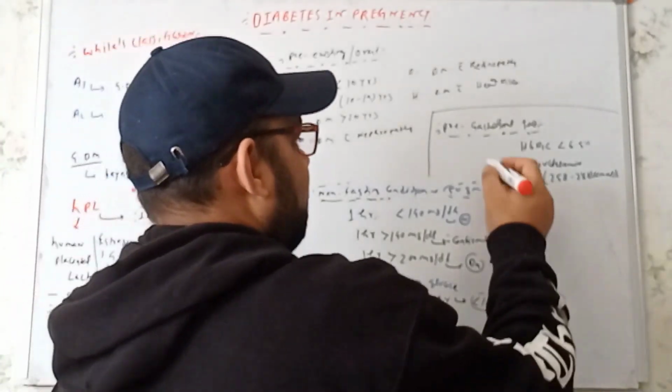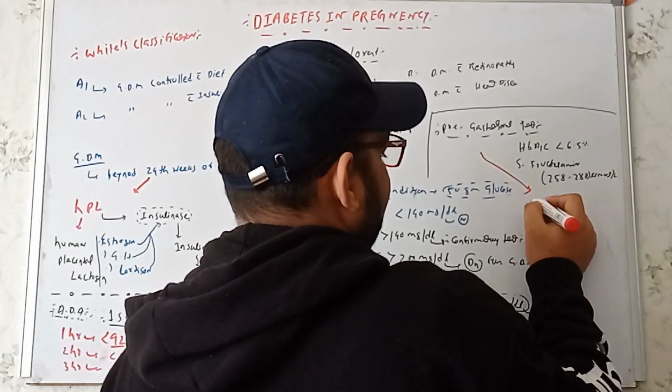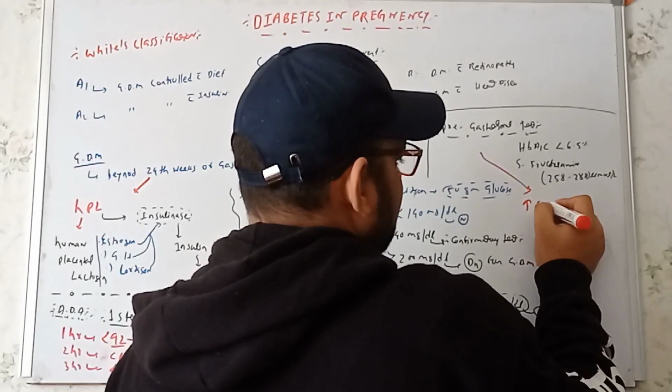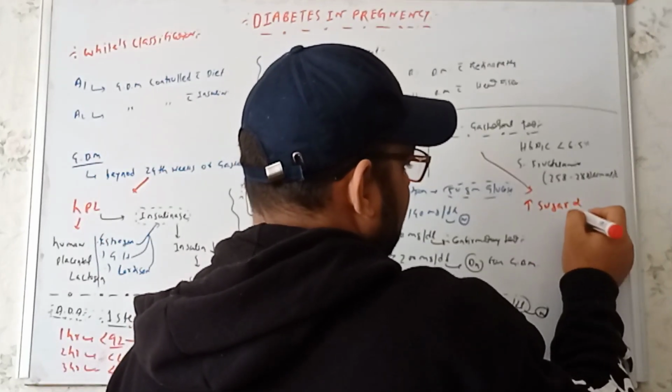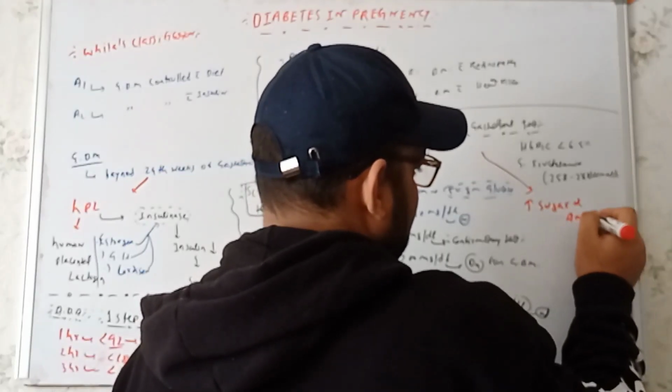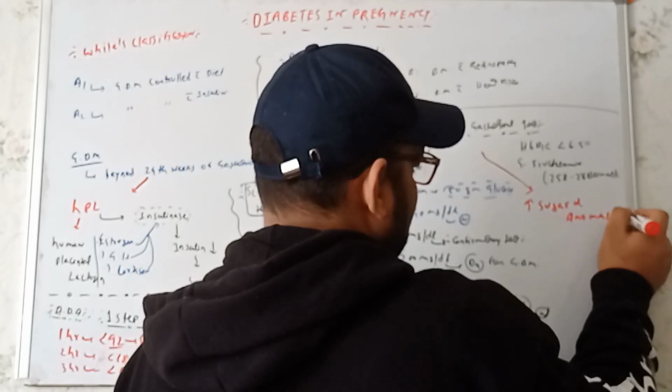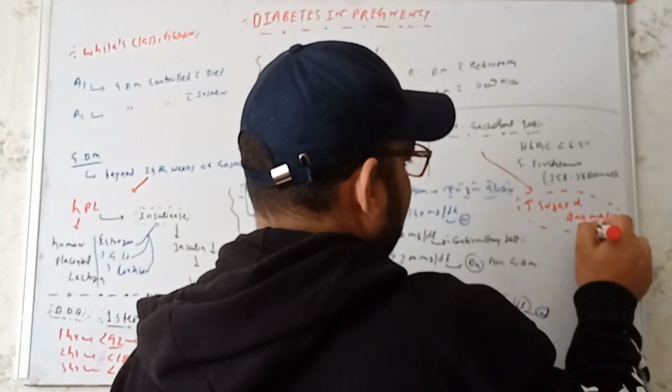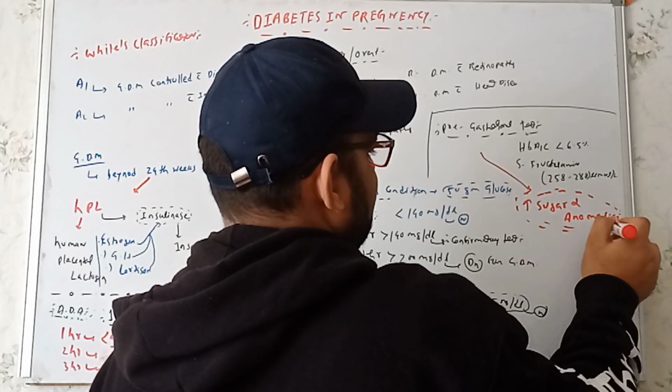In these cases, the main thing is that more sugar will be proportionate to the congenital anomalies. So more sugar will cause more anomalies. Just to make sure of that, we should go for the pre-gestational test. Okay.